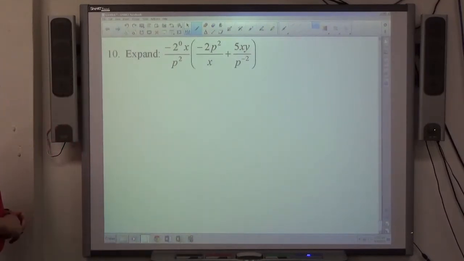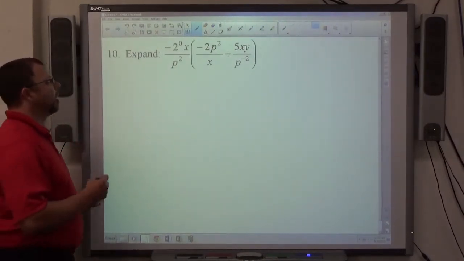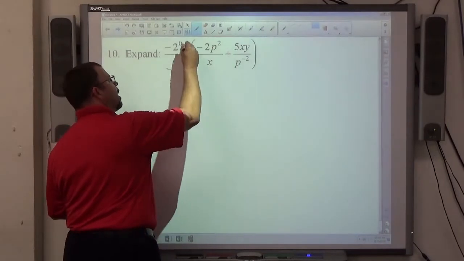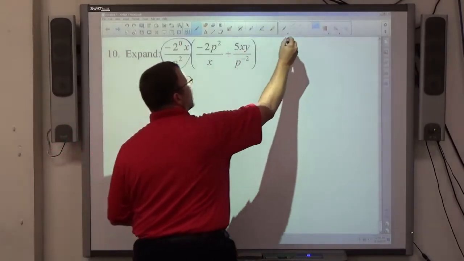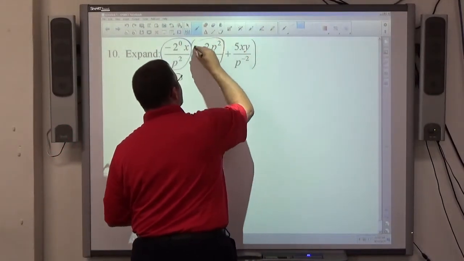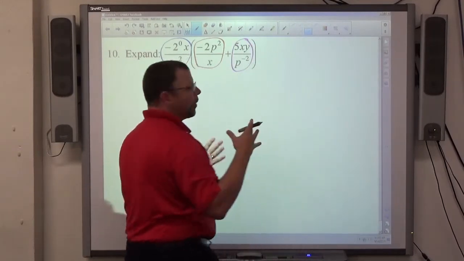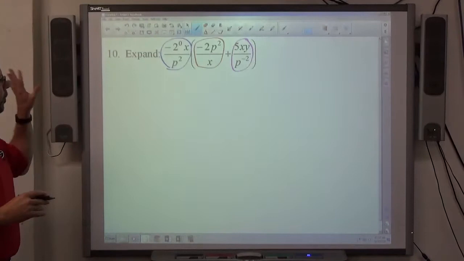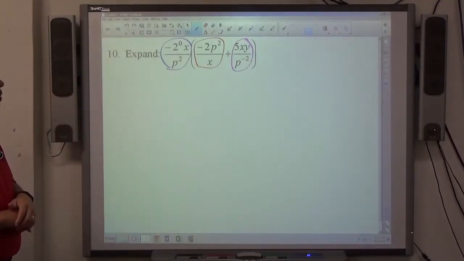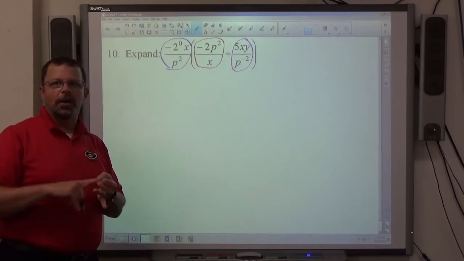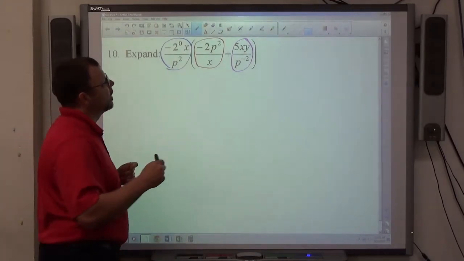Number 10, expand using the distributive property. What you'll notice is we have this object here, which is being multiplied by this object and this object. I want to rewrite the problem in simplest form. So I want all the things circled in blue, red, and purple there to be simplified so all the powers are positive. I don't want to have any multiple letters happening in those objects.